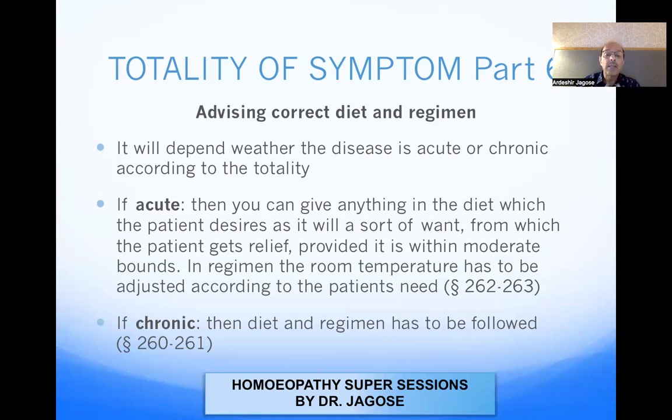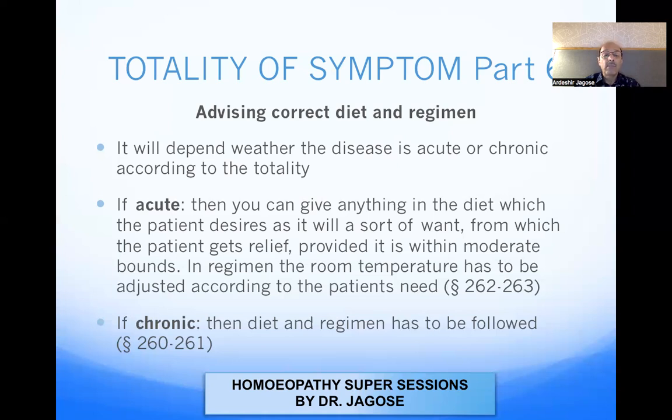That means in short, in acute disease, there is no restriction of food. You can give him anything that the patient desires because it gives relief to the patient. That is why the patient asks for certain things. But remember, it has to be within moderate bounds. Whereas in a chronic case, the diet and regimen has to be followed.